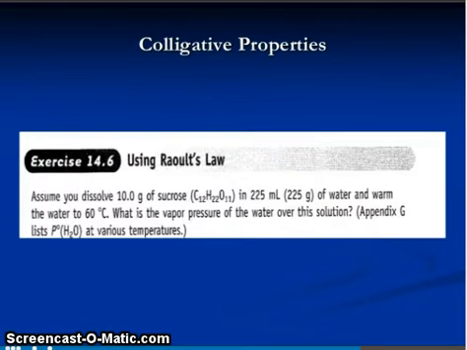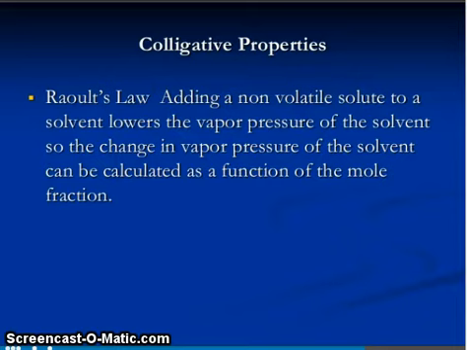Using Raoult's law, assume you dissolve 10.0 grams of sucrose in 225 milliliters, or 225 grams, of water and warm the water to 60 degrees Celsius. What is the vapor pressure of the water over this solution? Then you can use P naught of H2O at various temperatures.